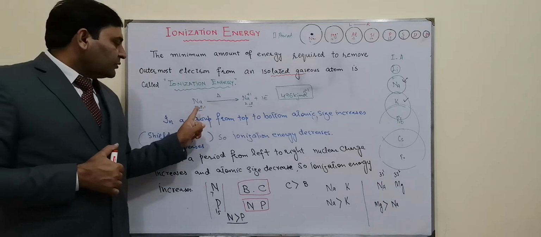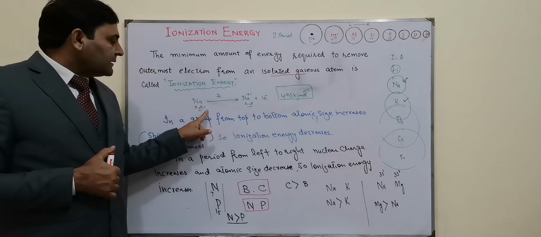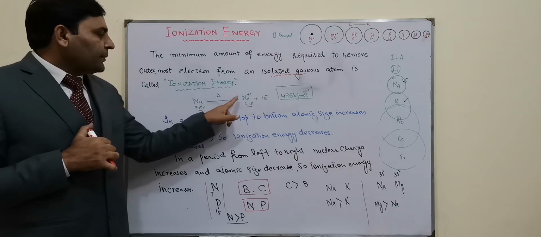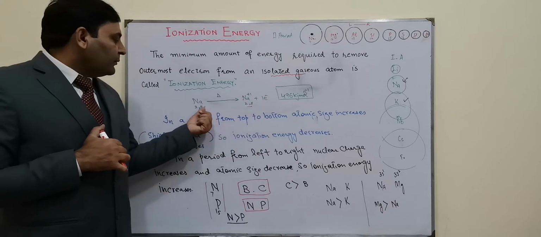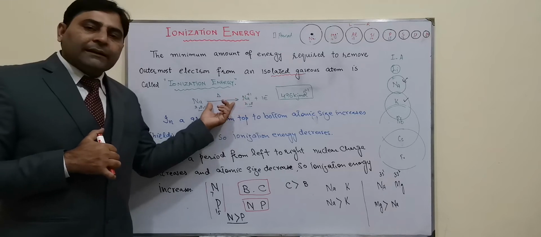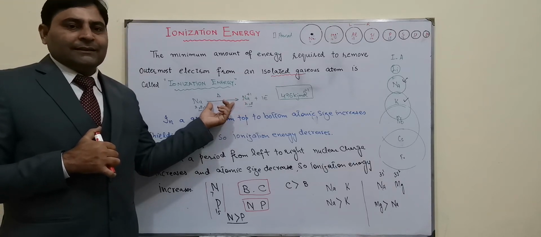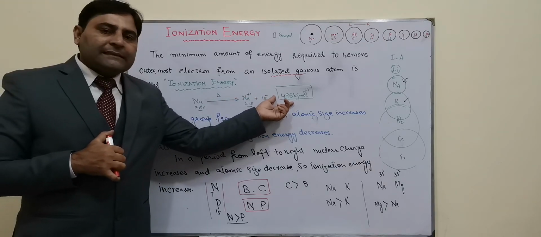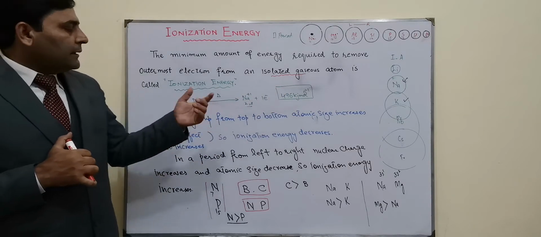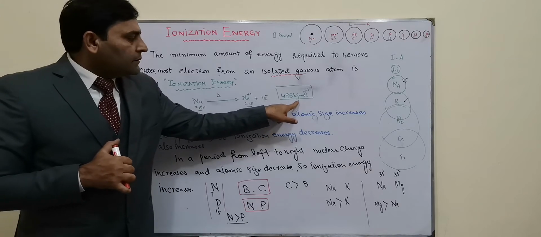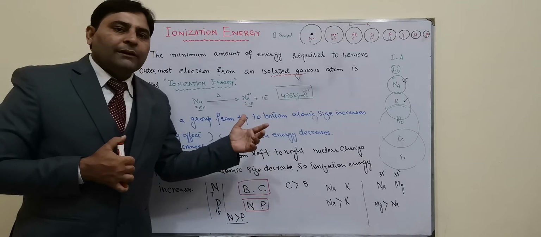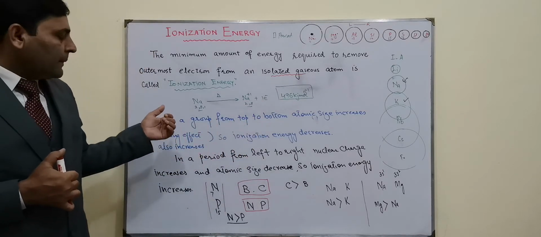Sodium has 11 electrons, 2, 8 and 1. In the last shell it has 1 electron. If we are to remove this electron, we heat it and this electron is removed from the valence shell. Now we get a sodium positive ion, and the energy required is called ionization energy. Its amount is 496 kilojoule per mole. You may understand here that the unit of ionization energy is kilojoule per mole.